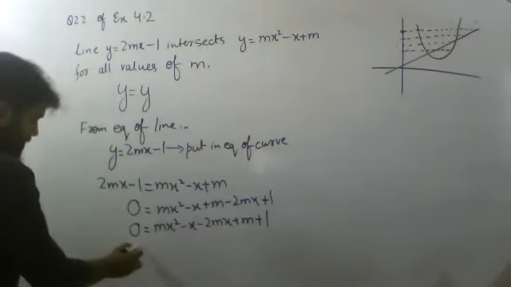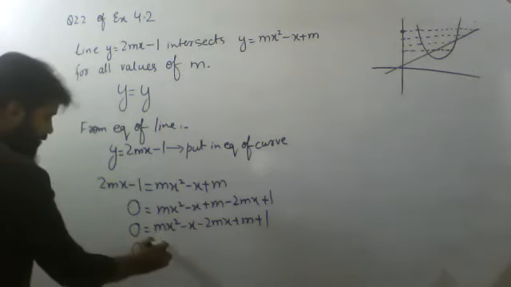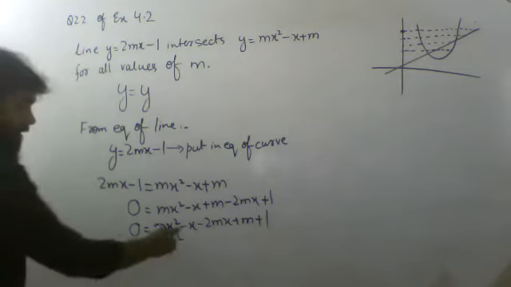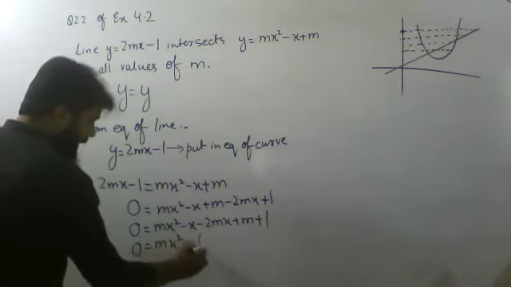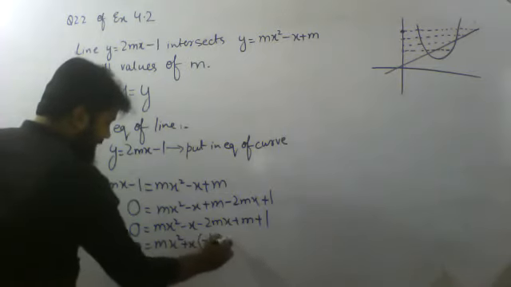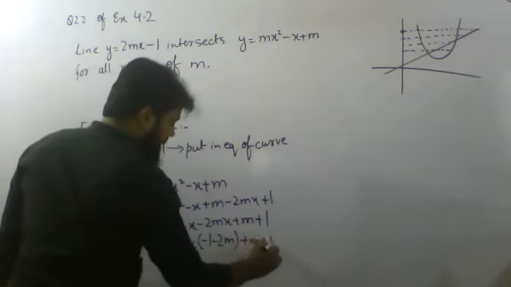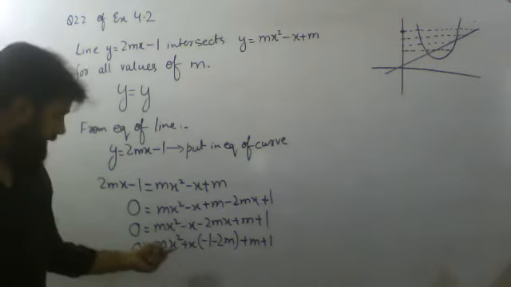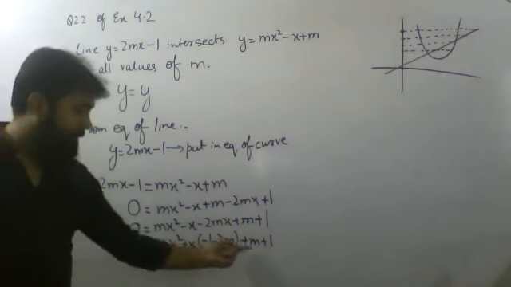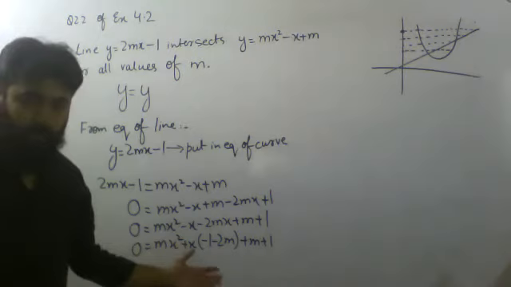Now, there is only one term of x square, so I will not do anything. It will be written as it is. Two terms of x, so I will take x common, and what will remain? Minus 1 minus 2m, plus m plus 1. So mx square is written as it is, x will be taken common, minus 1 minus 2m, plus m plus 1. No more simplification I can do over here.